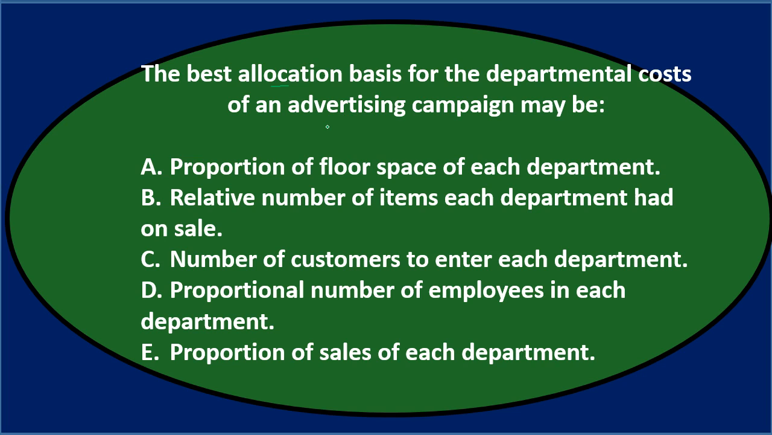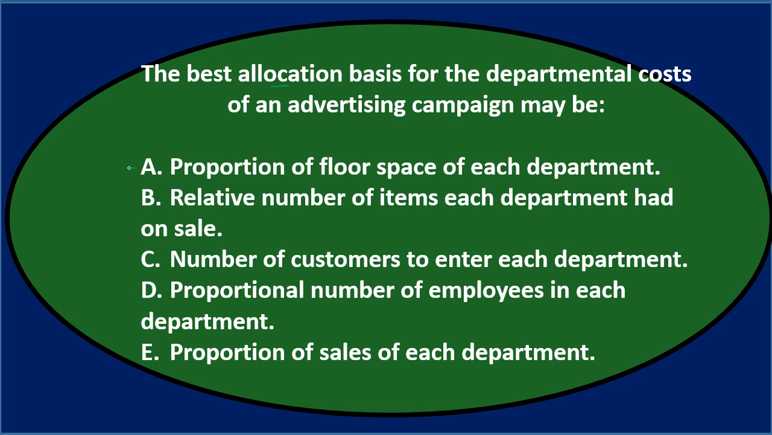Now, again, when you think about this, you might say, well, why don't we just take the departments and divide it by the number of departments? But the departments might be different sizes. Therefore, we use an activity base. Okay, so A says the proportion of floor space of each department. And that's a very common type of activity base. So it sounds kind of reasonable, so we might use that.